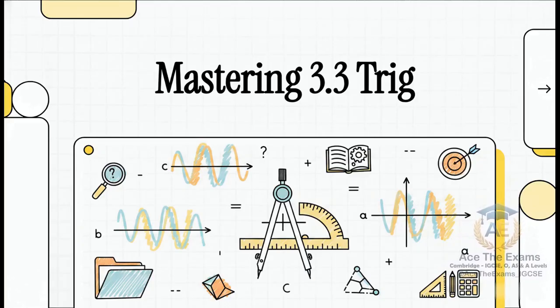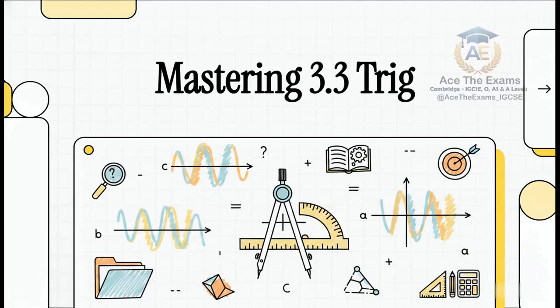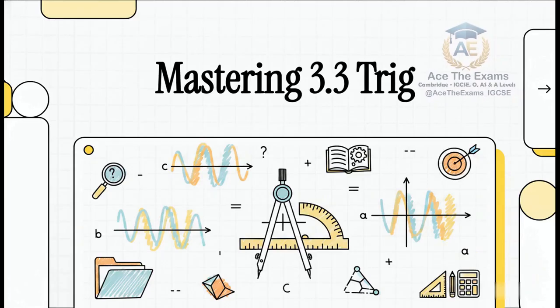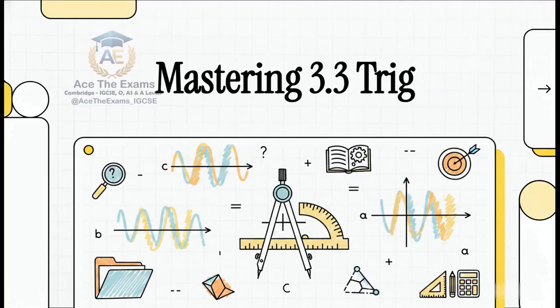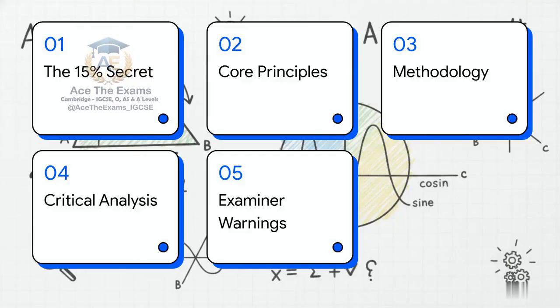Instead, we're going straight to the raw evidence, the core mathematical principles, the highly classified examiner reports, and the precise step-by-step methodology you need to capture every single mark available. We've got our suspects, we've got our evidence board, now let's build an unassailable case. Here is the exact case progression we're going to follow.